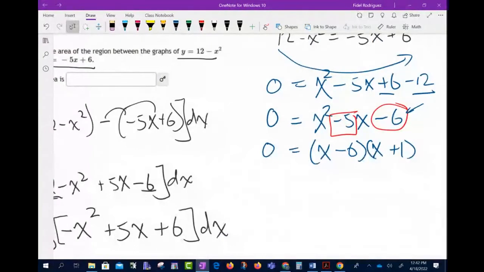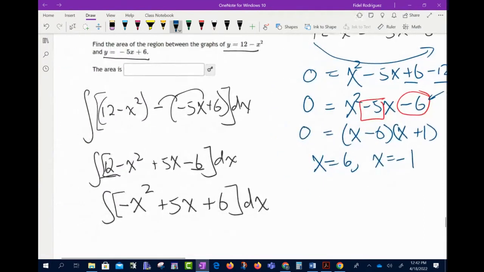Okay, so anywho, when we set each value equal to 0, everybody agree we're going to get x equals 6 and a negative 1? Okay, so those right there, y'all, are my limits of integration. So all we're going to do here, y'all, we're going to put a 6 up here and a negative 1 right there.